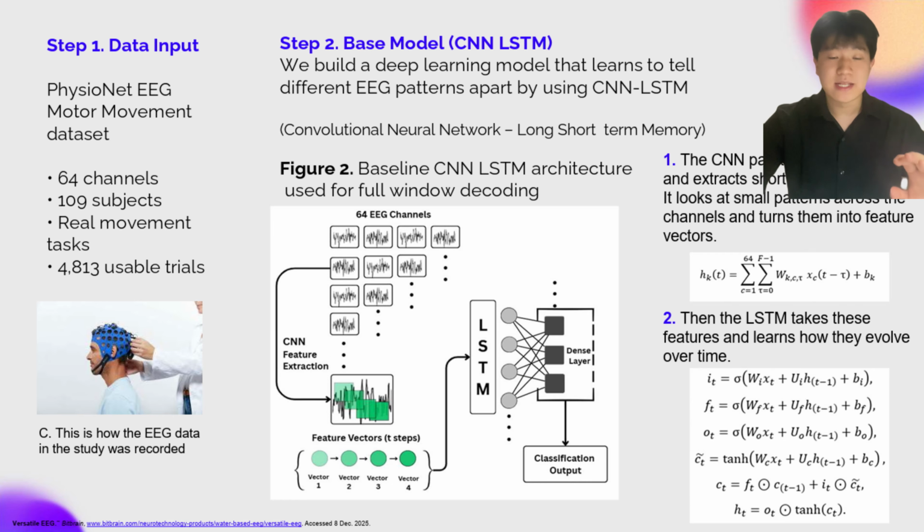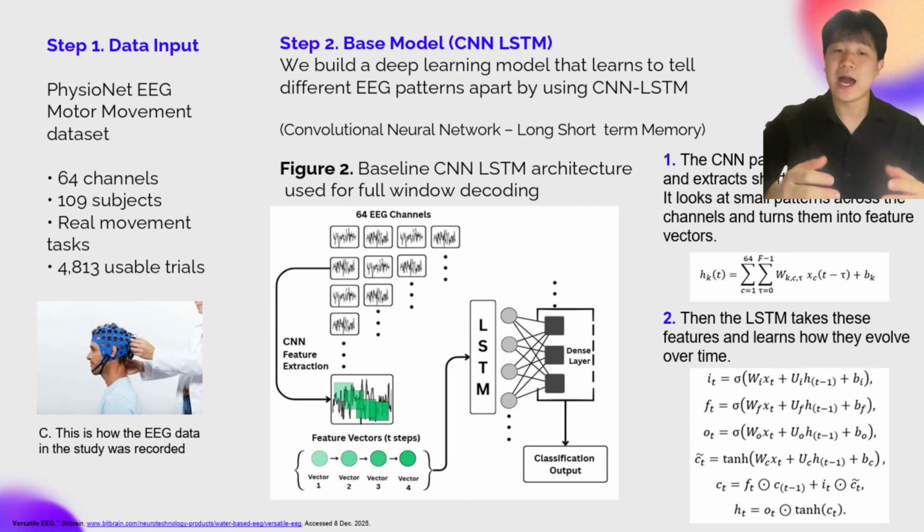This slide covers step 1 and step 2. For step 1, data input, I use the PhysioNet EEG motor movement dataset, which includes 64 EEG channels, 109 human subjects, and 4,813 real movement trials. This confirms that the model was trained on real human EEG data.